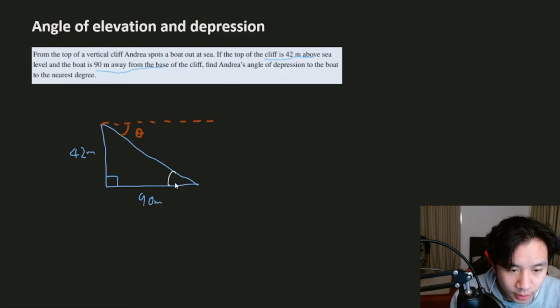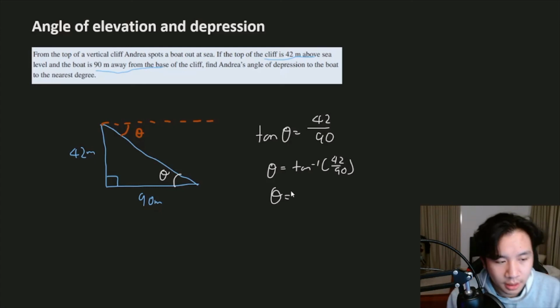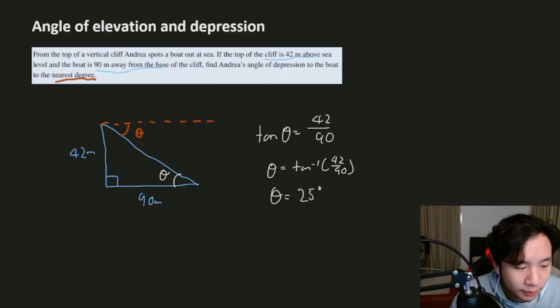If you find out what this angle is, let's call it x, then you can use the fact that these are alternate angles. And because they're alternate, they're going to be equal. So in this question, I'll be using tan, okay, because I have the opposite and adjacent. So this is tan theta is equal to 42 over 90. And so I can just do theta is equal to tan inverse of this. And if you punch this in the calculator, you'll get 25 degrees, because here it asks us to find it to the nearest degree. And that's it for angle of elevation and depression.